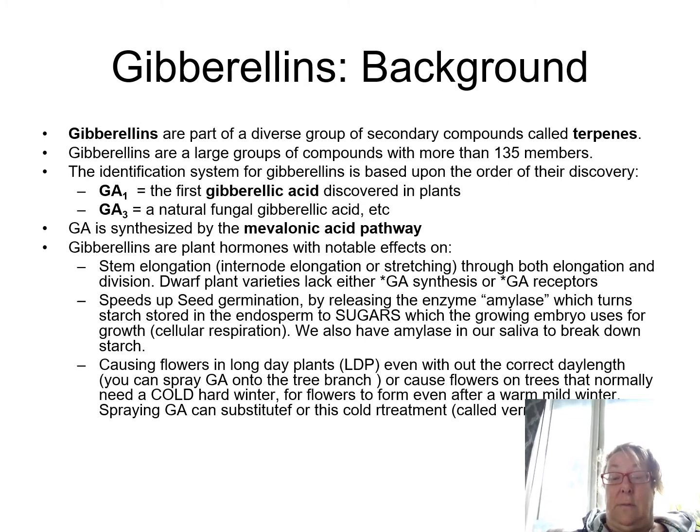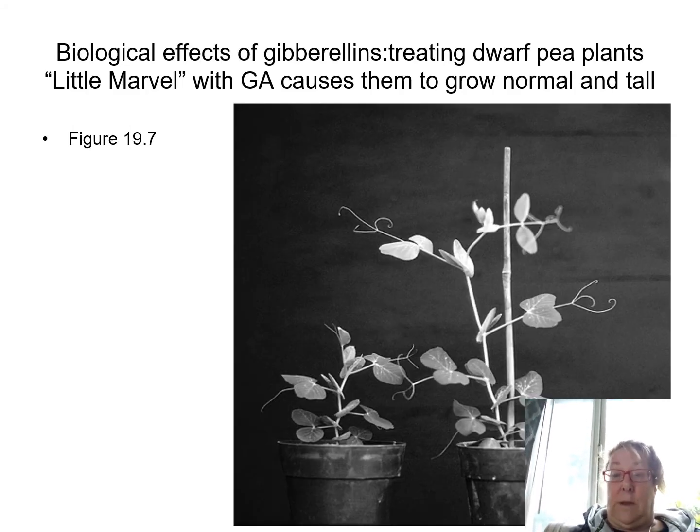They cause normal plants to grow tall, whereas dwarf plants either can't make GA or they make GA, but the receptors are broken. So you can spray gibberellic acid onto a plant. It will grow tall if it was a synthesis mutant. It will stay short if it was a receptor mutant. It triggers germination by releasing amylase. It will also cause flowering if you have a very mild winter.